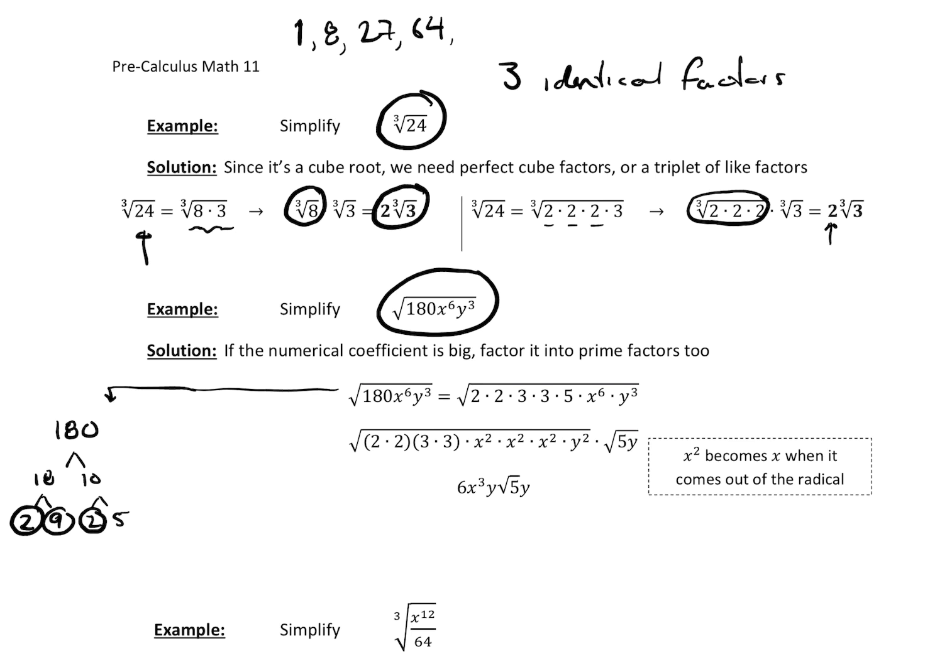So that means what's coming out? A 2. See, there's your 4 and your 9. So a 2 comes out, a 3 comes out. And what stays underneath the radical is just a 5, because that's the only number left. So that simplifies the 180.